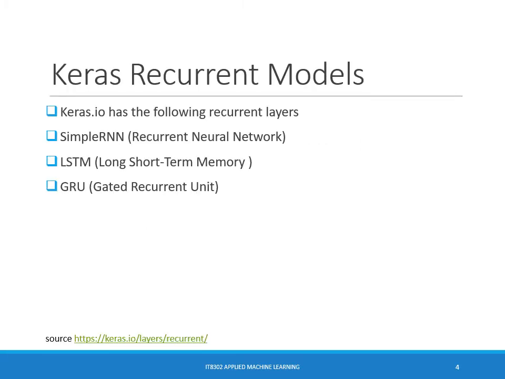Within the Keras interface itself, it actually has support for three types of RNN architectures: simple recurrent neural networks, long short-term memory or LSTM in short, and the last one, GRU or gated recurrent units.